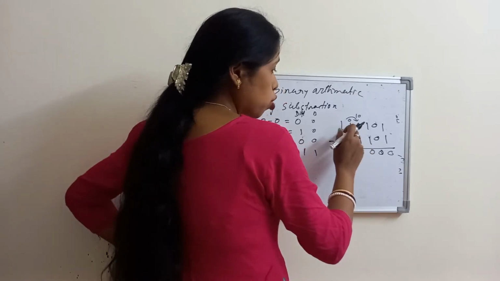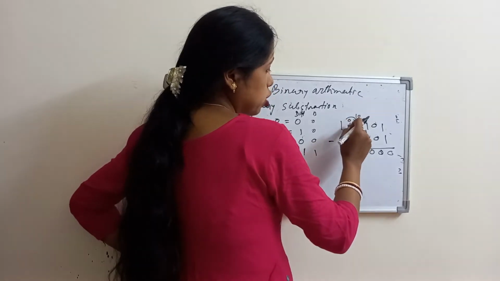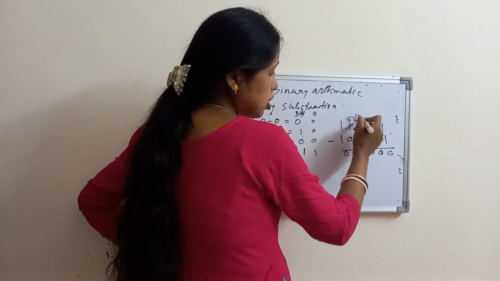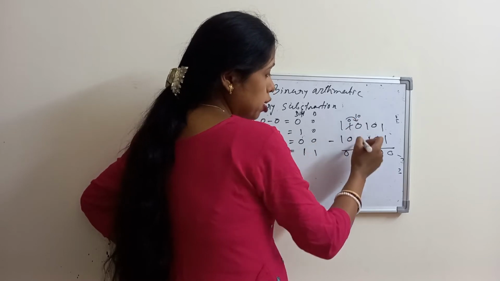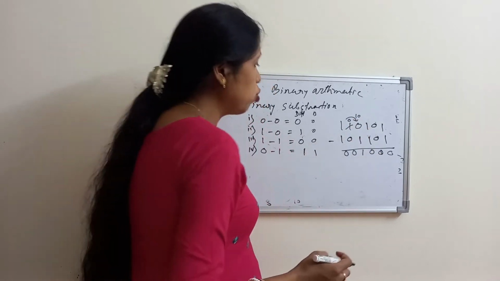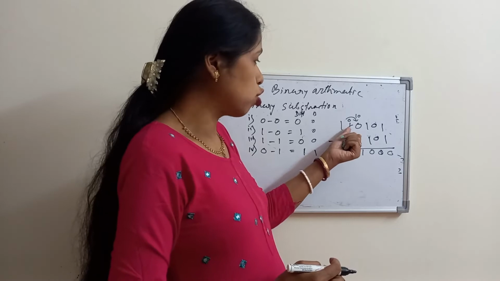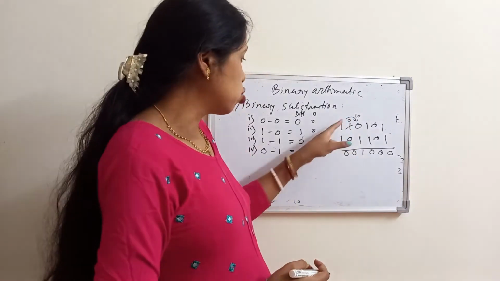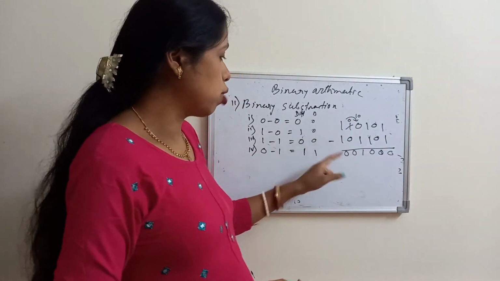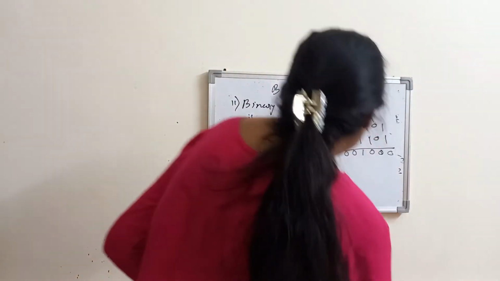So we are taking a borrow from the next digit. This borrow, the 1, will be written as 10 here. 10 minus 1, 1. You have deducted 1 borrow from this point, so that will be 0 now. So 0 minus 0, 0. 1 minus 1, 0. Okay, another example I am showing you.